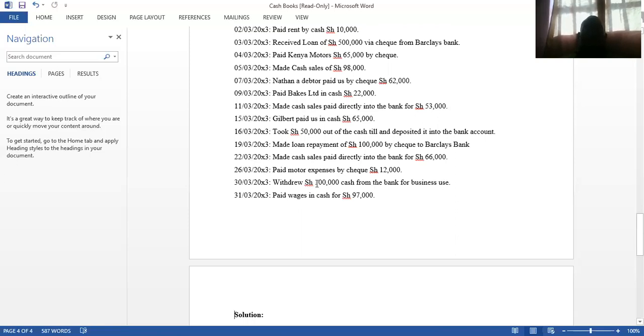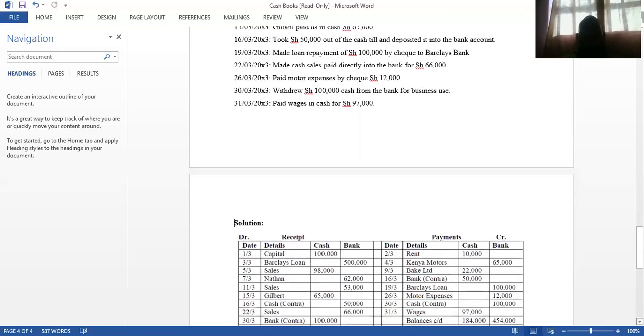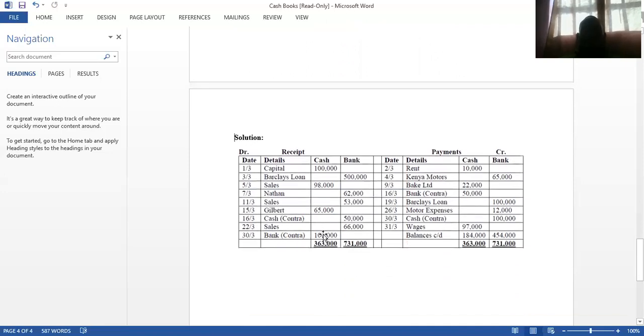So in this case now, it is the cash that is receiving. The cash is the one that is receiving. That's why you come here. That's why if you come here, that 100,000 is recorded on the cash column and the money is from the bank. And it is the bank that is paying and it is going to the cash. That's why you find that it is 100,000 and it is going to cash here. On the payment side, details here, it records where the money is going. And here, the details of the receipt side, it records where the money is coming from, like that.